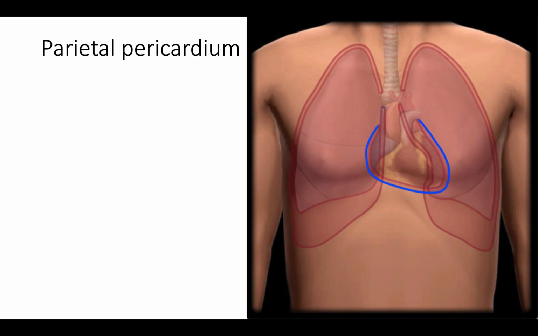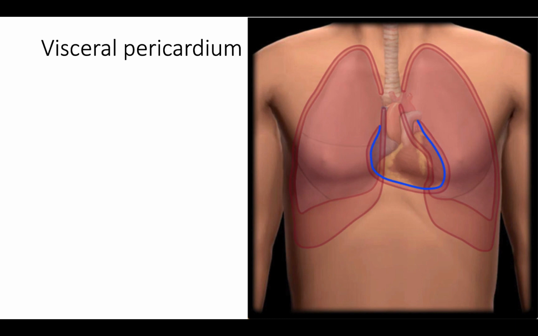So the parietal pericardium lines the pericardial cavity, whereas the visceral pericardium is attached to the heart itself. And then in between the visceral pericardium and the parietal pericardium is a space that we call the pericardial cavity, and that's filled with a serous fluid.